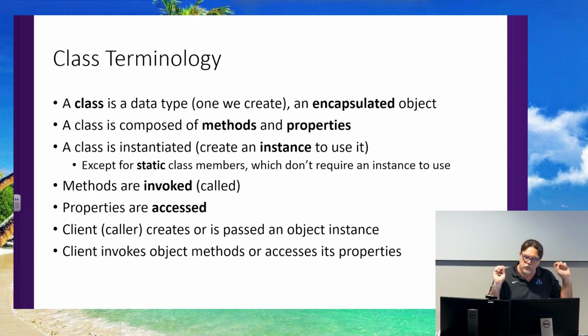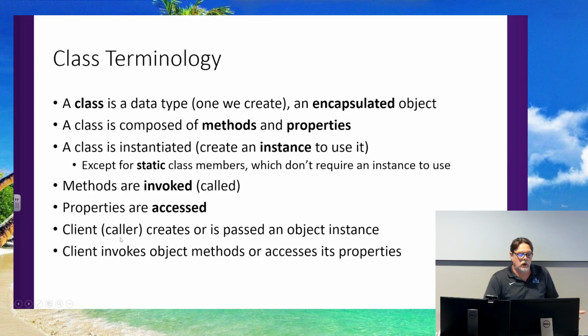To use a class, we instantiate it. Again, not the static ones, but a regular old class. We instantiate it using the new keyword to create an instance of it. When we call one of these functions or methods of an object, we invoke it. That's what we call that. When we do the same thing with a variable or a property of a class, we're said to access the property.